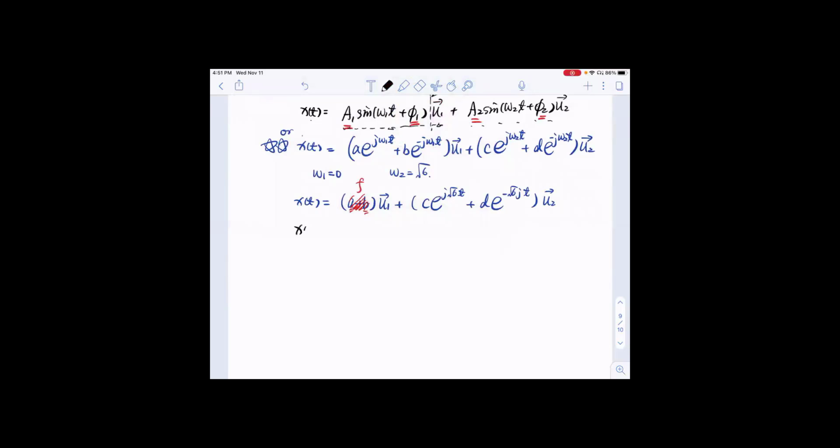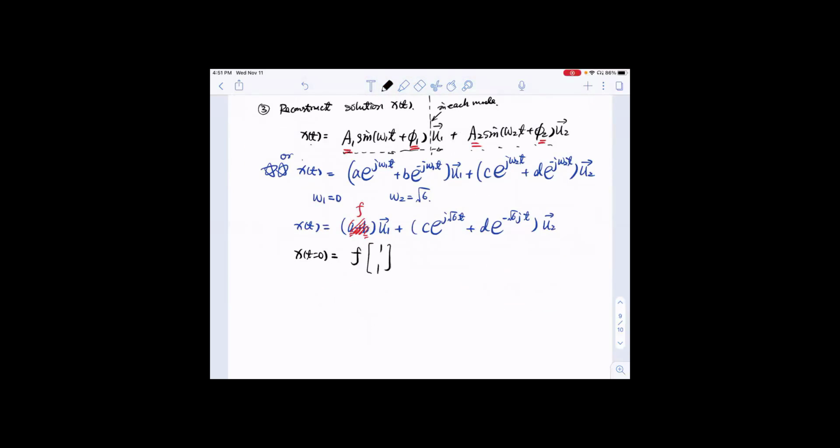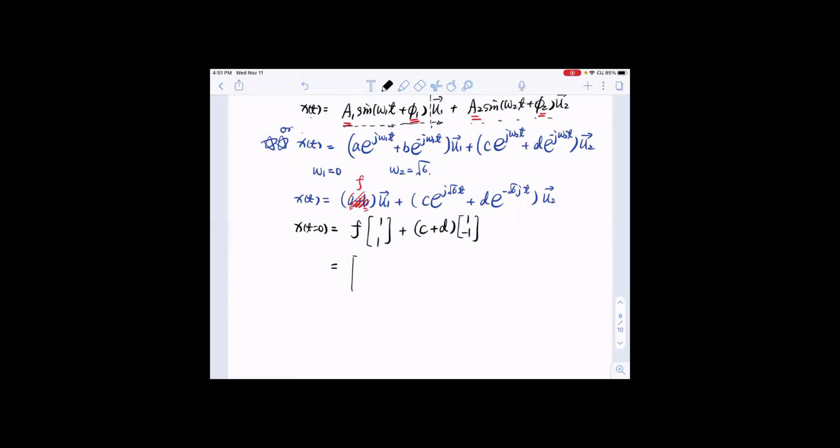First of all, you plug in your initial condition, t equals 0. Then the first one is just F times U1. Your U1 is [1, 1], plus, with t equal to 0, that means it's C plus D times U2. Your U2 is [1, -1]. And then you can express it out. It's F plus C plus D, and then it's F minus C minus D. These should give you the initial position.